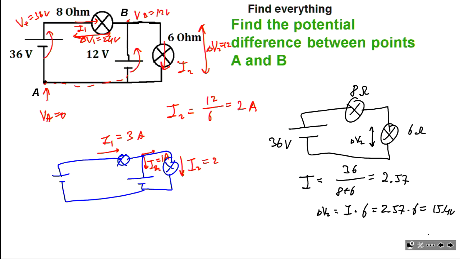And again, if this potential is 0, this voltage, 15.4, makes this potential higher by 15. So this electric potential now will be 15. But as soon as you insert the second battery, that potential becomes 12 instead of 15, because the battery does it.